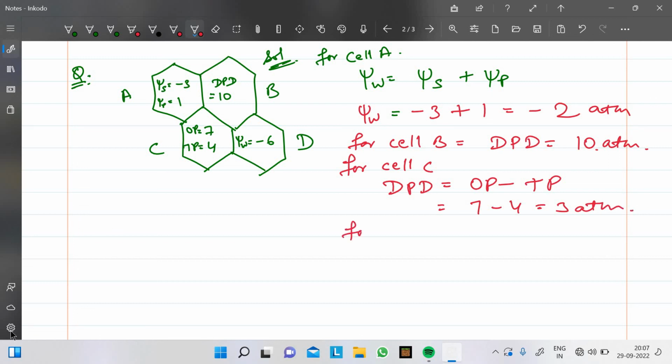And for cell D, the water potential is given -6. So just have a look. For 2 cells, the value of DPD is given, and for 2 cells, water potential is given. So we have to convert either DPD to water potential or water potential to DPD.